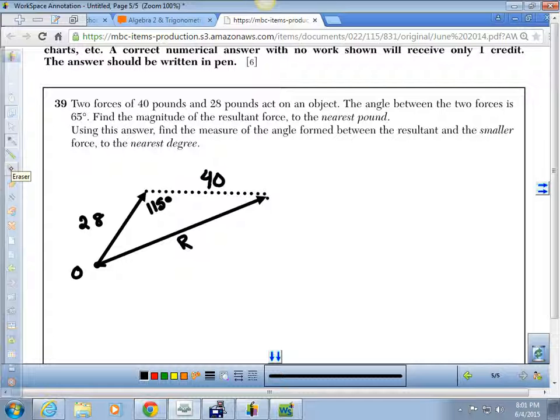Find the magnitude of the resultant force to the nearest pound. This is now a triangle application. This is law of sines or law of cosines. Why? I'd rather use law of sines. It's easier. I don't have a side angle pair here, do I? Okay. So what would the law of cosines tell me about resultant squared? What would resultant squared be equal to?